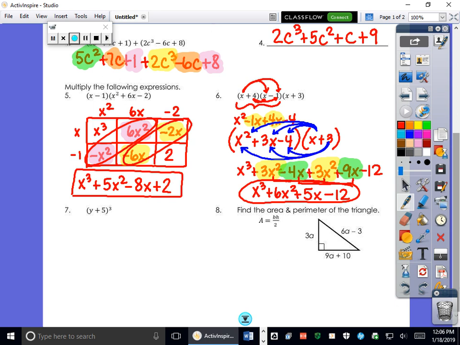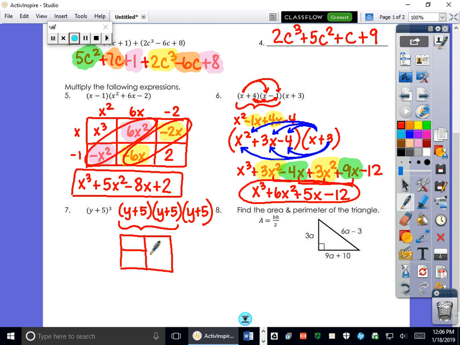Okay, the last 2, number 7, this is y plus 5. So this is going to be y plus 5, y plus 5 cubed means y plus 5 times y plus 5 times y plus 5. Okay, so it's 3 of them, which means we have to solve this problem exactly like we solved number 6. So this problem I'll do with the box. Remember that anytime you have 3 of them, you have to do 2 of them first before you can then multiply by the 3rd one. You cannot multiply all 3 of them at one time. That is impossible.